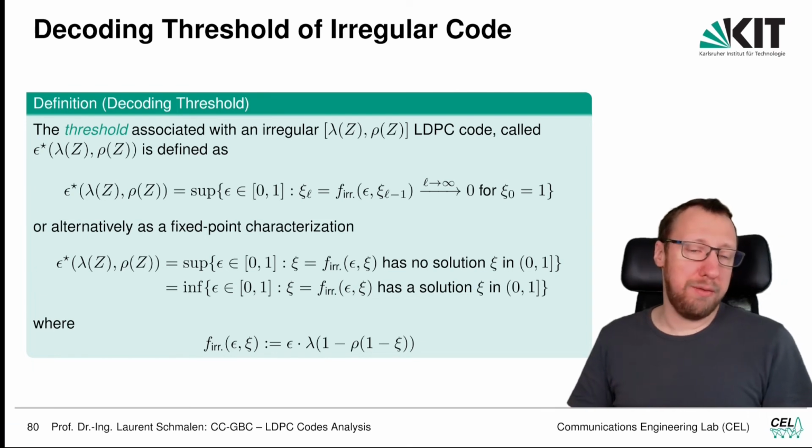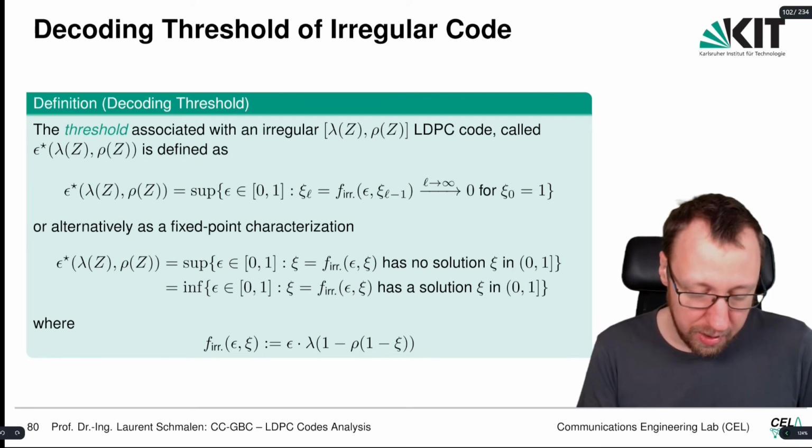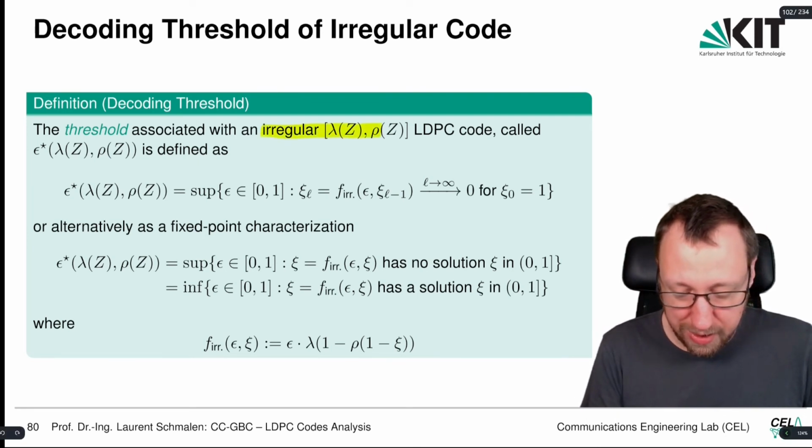Now we can also define a decoding threshold. The decoding threshold is associated with an irregular LDPC code.